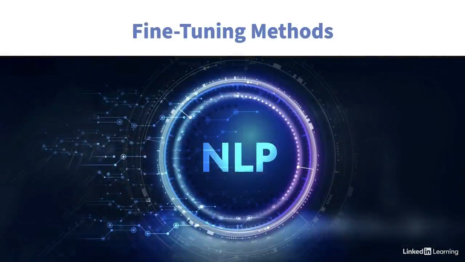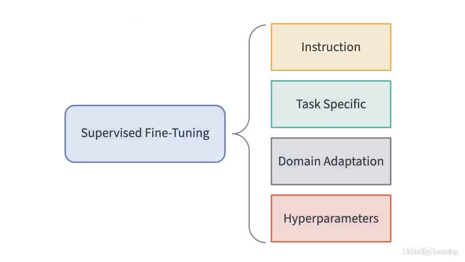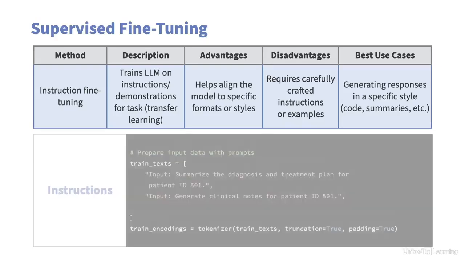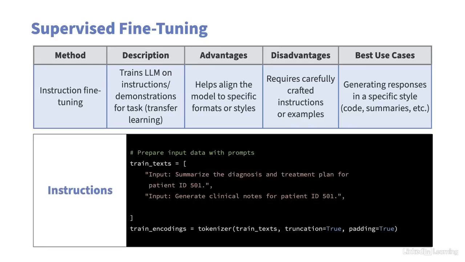There are four primary supervised fine-tuning methods: instructions, task-specific, domain adaptation, and hyperparameter tuning. Instruction fine-tuning typically involves training an LLM using prompts or instructions provided alongside the input data. In this BERT example, two input statements are shown.